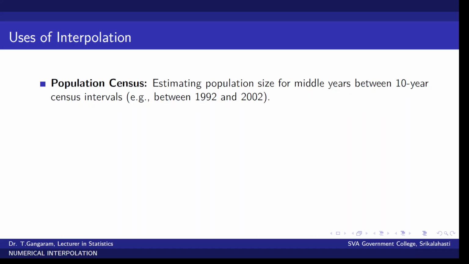And the uses of interpolation are: we can find population census figures. Generally, the population census is conducted at 10-year intervals only. The last census was conducted in 2011, and before that 2001. In between the years, we can estimate the population for 1995 or 2005, like that.